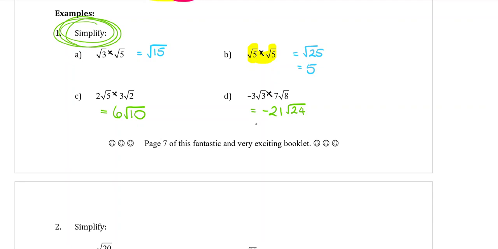So we're looking for a perfect square number that goes into 24. And it is 4 that we can use. It is 4 times 6 that makes 24. Square root of 4 is 2. We times the 2 with the negative 21 and we get negative 42 root 6.